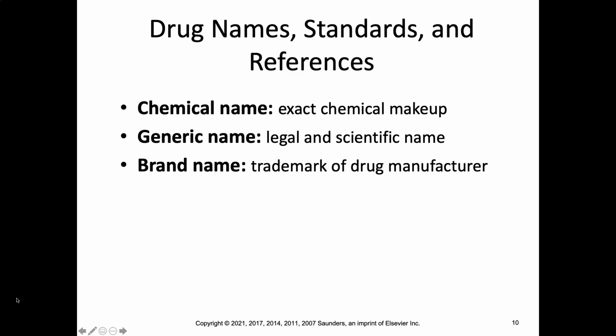All right. Each drug has three types of identifiers. They have a chemical name, which represents the exact chemical makeup. They have a generic name, which is the legal scientific name. And then they often have a brand or trademark name, trade name or brand name. That is the name that the drug manufacturer uses to market the drug.